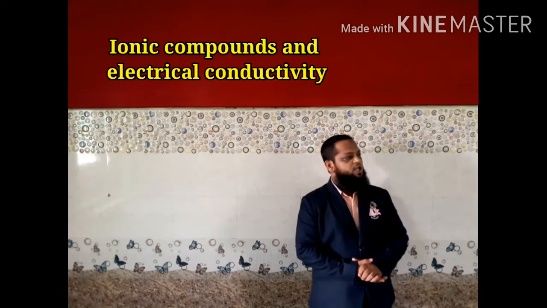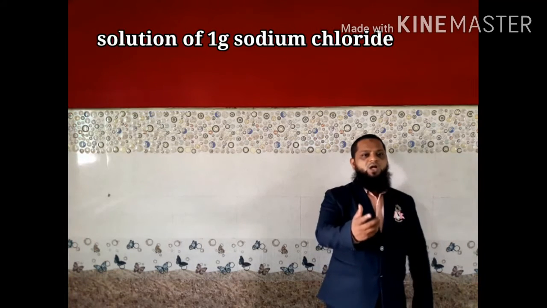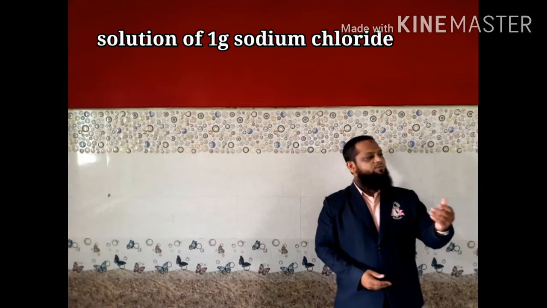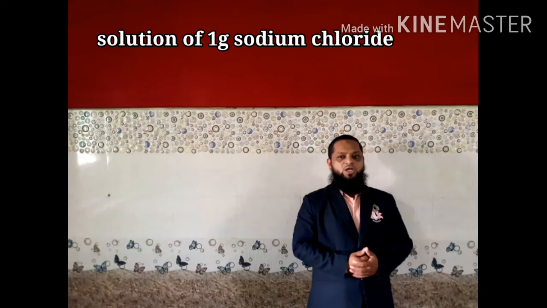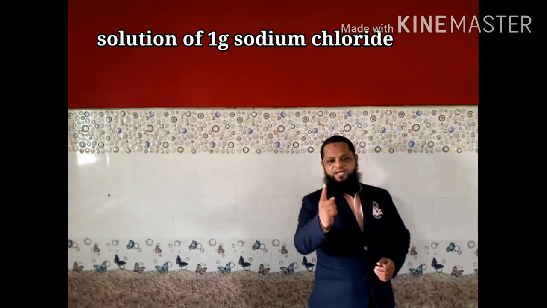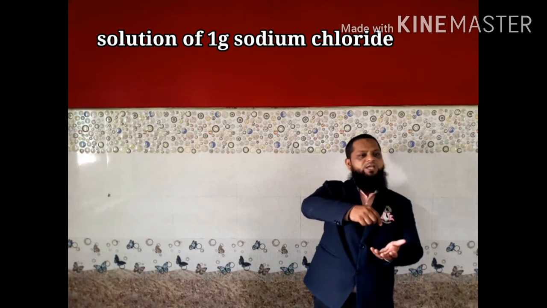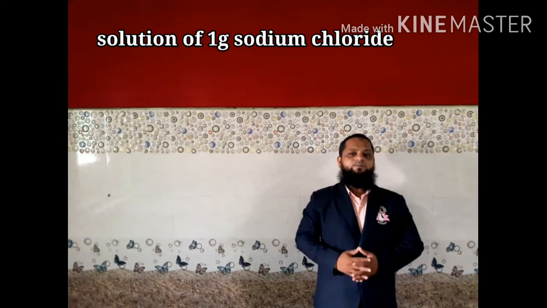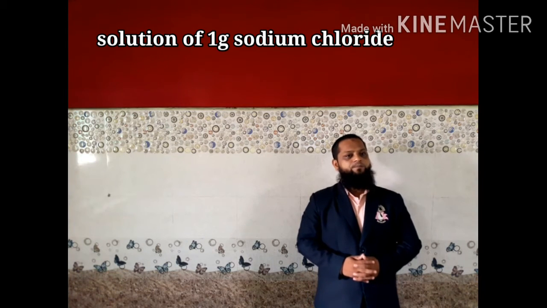Hello dear children, today we are going to learn about the ionic compounds and electrical conductivity. Try this. Prepare a solution of 1 gram sodium chloride. How will you prepare? So it's very simple. Take 1 gram sodium chloride and dissolve it in 50 ml water. You will get the aqueous solution of sodium chloride.